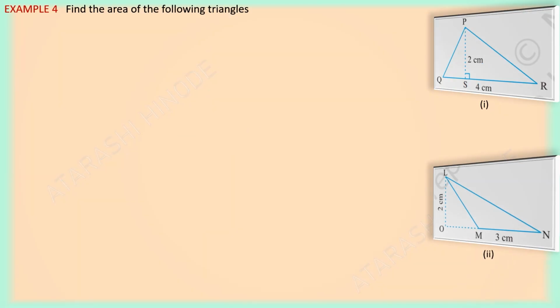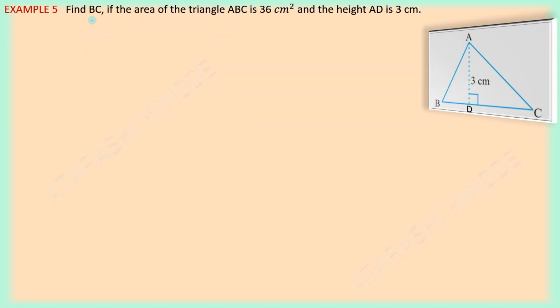Now let us go to the fifth example. Here find BC if the area of the triangle ABC is 36 centimeters square and the height AD is 3 centimeters. Here we have to find BC. What is BC here? Here BC is the base of this triangle. And what is given? Area of this triangle is given. It is equal to 36 centimeters square and height is given, that is AD equal to 3 centimeters. Height equal to 3 centimeters. We have to find base.